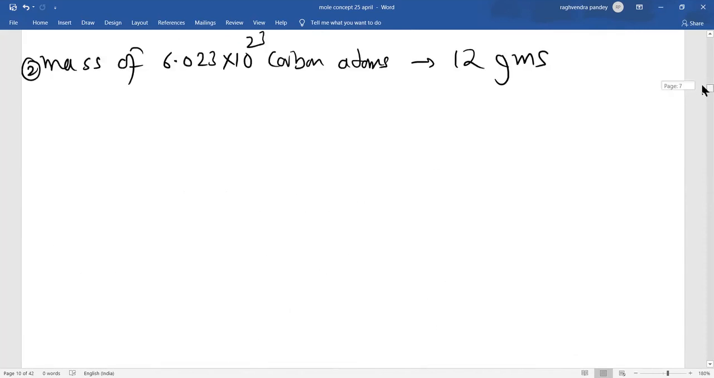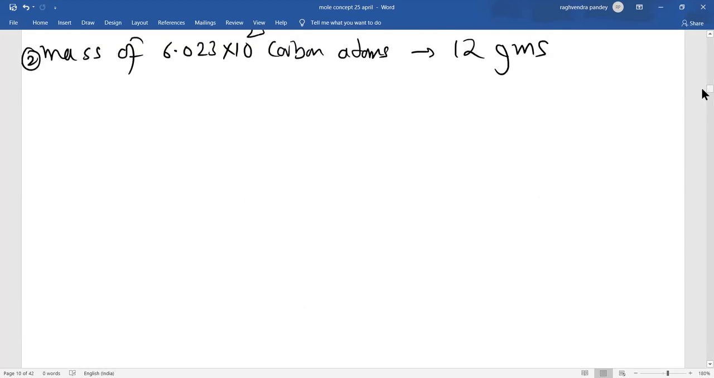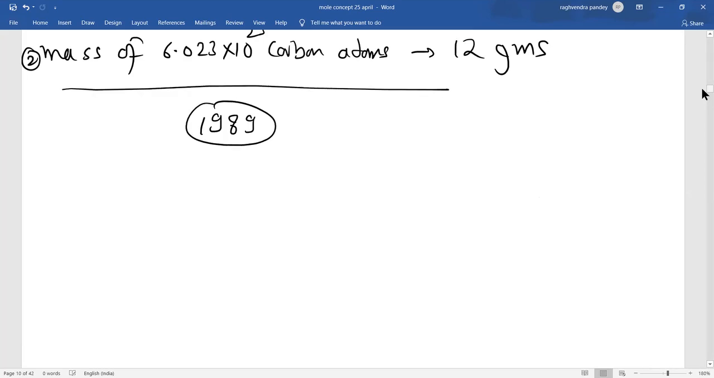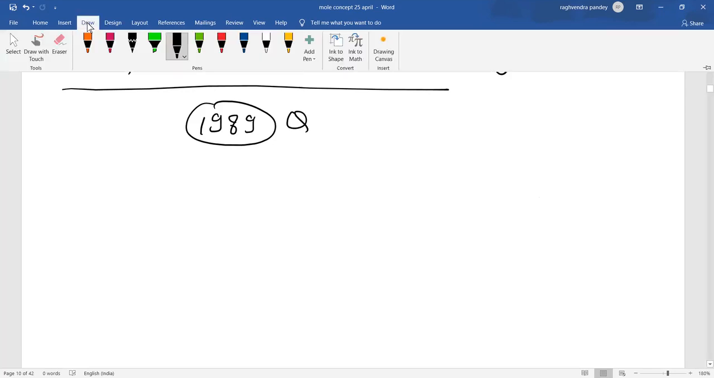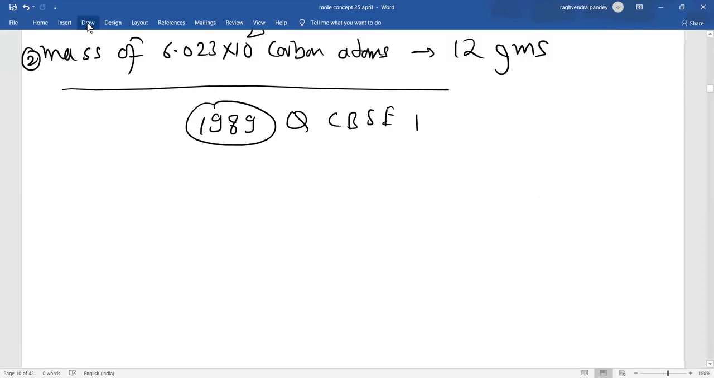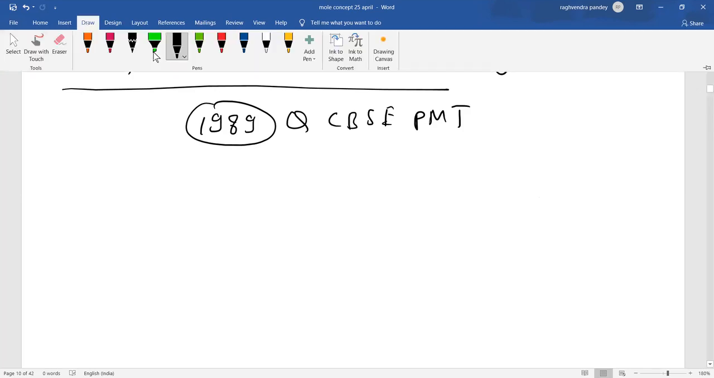Now the question came in CBSE PMT, a 1989 question. I'm just writing it as a question, 1989 question. So what is the question? It was in CBSE PMT. Earlier the NEET was called that, it is the NEET of those times. So let's take the question here.